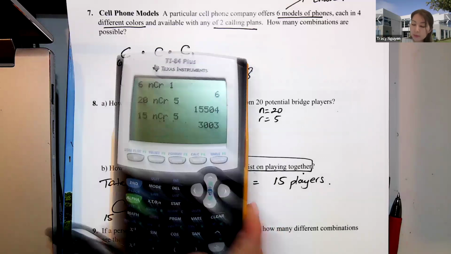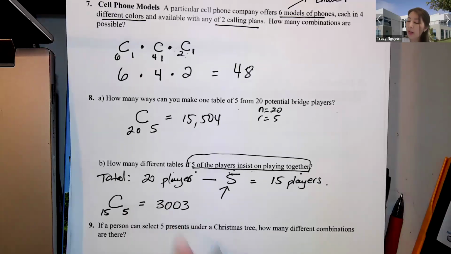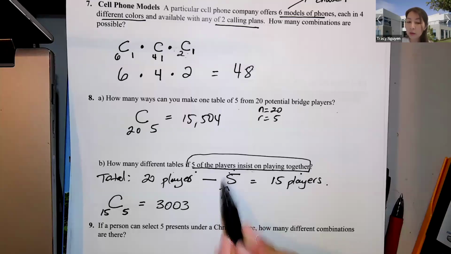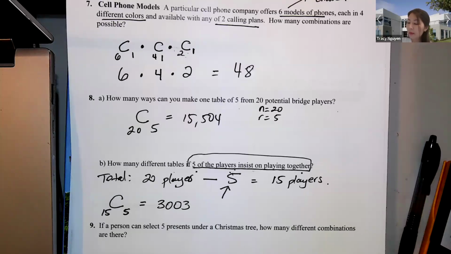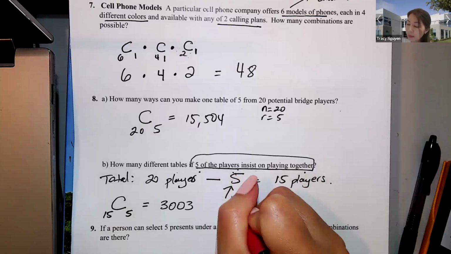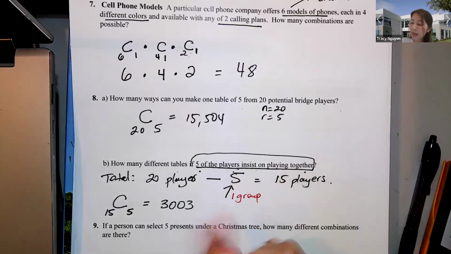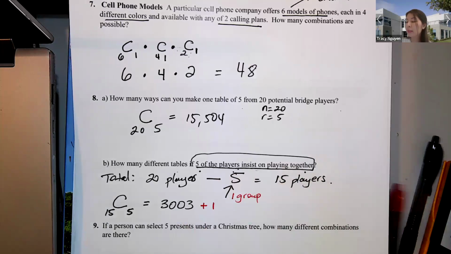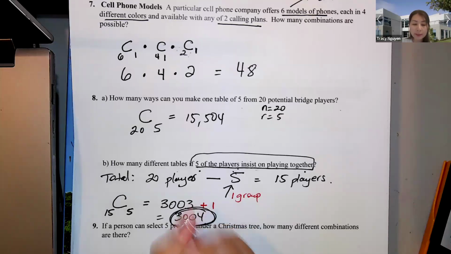This gives us 3,003. Now, but that's not the final answer yet because we have a total of 20 players. And we're taking out 5 players because these 5 players, they insist on playing together, meaning that we have a special group, okay? These 5 are not rotating. So one group of 5, right? So here we have 3,003 and we need to add this one group of 5, meaning that we should have a total of 3,004, okay?